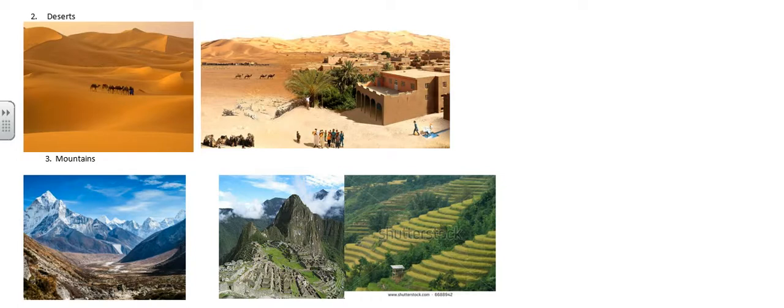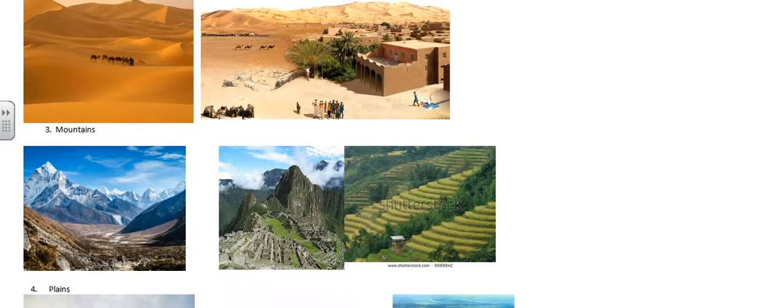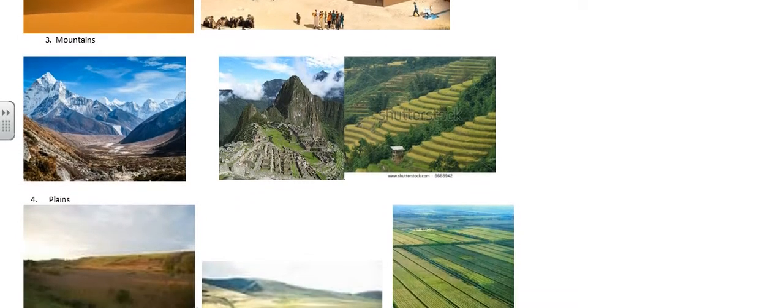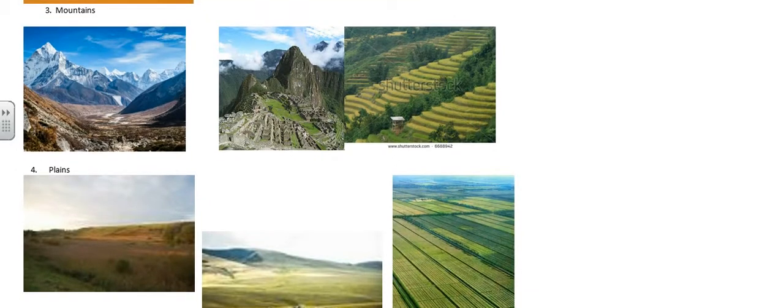And we talked about this in class. Geography is the first determinant of how people live, and geography is the first determinant of how their cultures are shaped as well. Moving on to mountains.